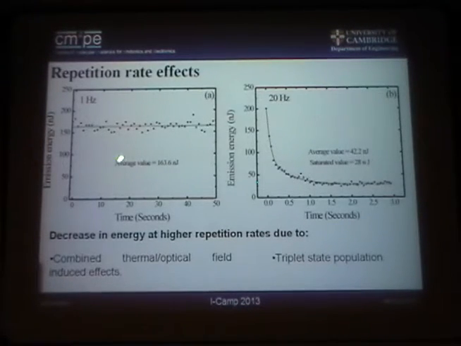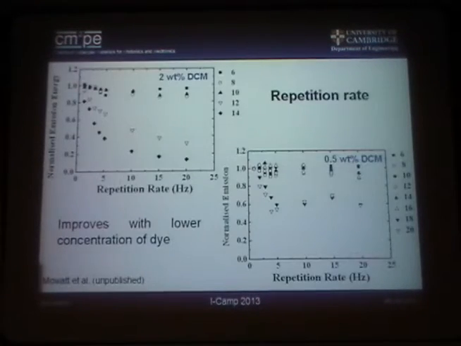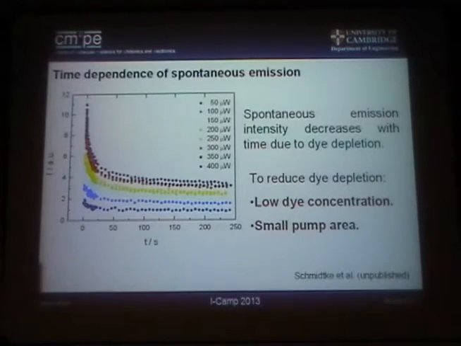So this is the output. If you're running at 1 Hz, it's nice and stable, but as soon as you approach 20 Hz, it drops off dramatically within seconds. The reason for this is a combination of thermal effects, optical degradation, and also a build-up of the triplet states. You can get around that to some degree if you play with the concentration of the dye and increase the thickness; you can improve this and reduce the bleaching effects.